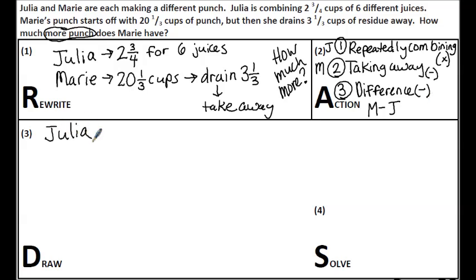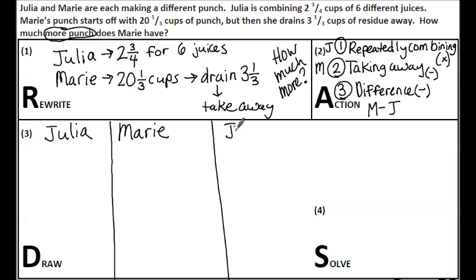So let's draw this out in an organized way. We're not going to draw any pictures for this one because it's a lot of work, especially for multi-step questions. So we're going to organize this, and give ourselves some space to figure out how much Julia has, then how much Marie has. Then we're going to find the difference between Marie's amount and Julia's amount.